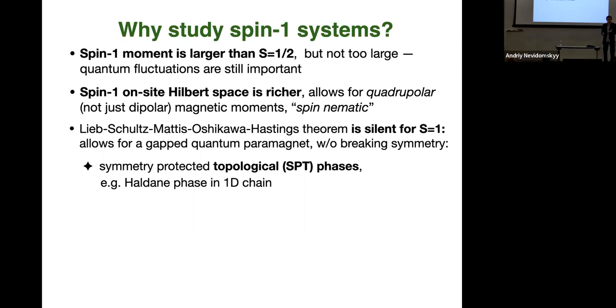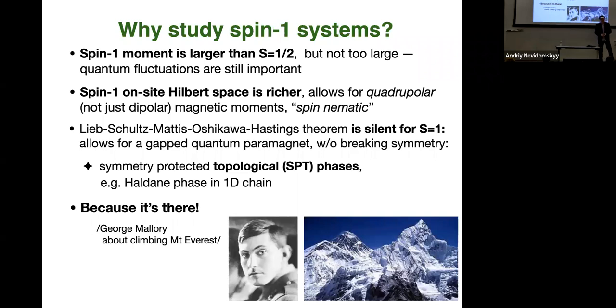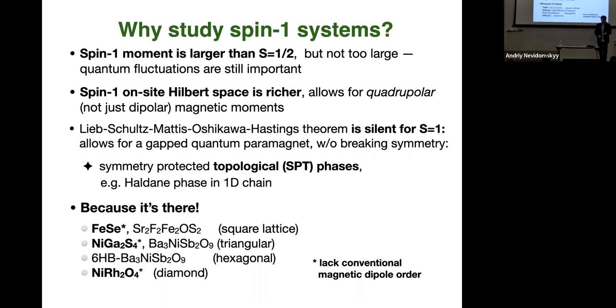Now, I also told you that this Lieb-Schultz-Mattis-Oshikawa-Hastings theorem is actually silent about spin one, which means in addition to all of those possibilities I just told you, there is more. And that's something I'm going to explore today. And, you know, to reiterate the famous claim from George Mallory: because it is there, right? He was asked by a journalist why he wanted to climb Mount Everest. Well, the answer was that, right? But on a serious note, because it is there. There are many compounds based on iron and nickel, which generally have spin one moments, and some of them I worked on myself, some of them actively being explored by Pengcheng Dai, for instance.